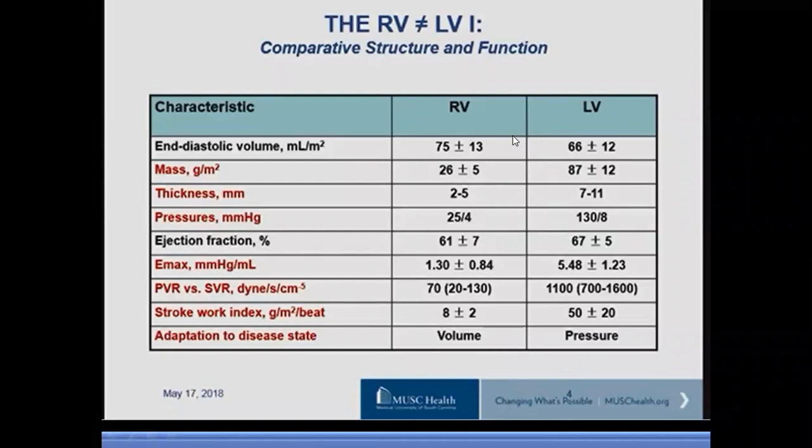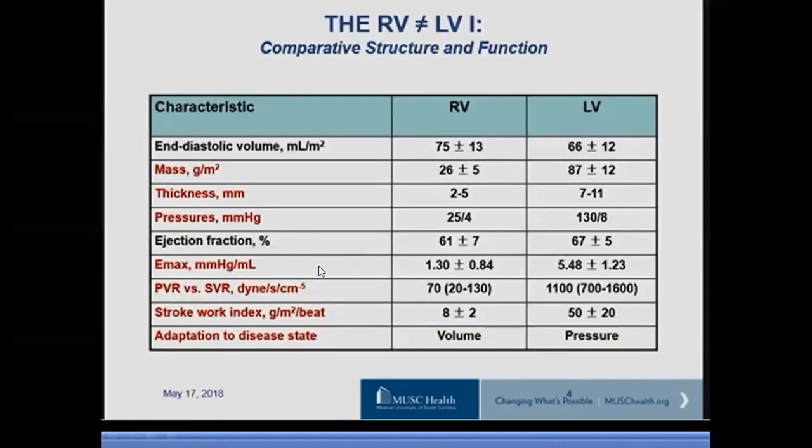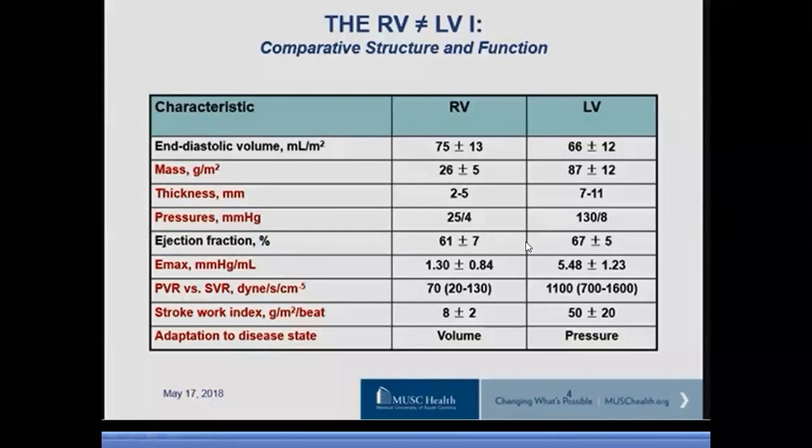So this summarizes the morphologic and physiologic differences between the RV and LV. As we've discussed, the mass of the RV, the thickness, and the pressure the RV generates are much less than that of the LV. The vascular resistance, as you can imagine, is also very low, 1/10 of that of the left ventricle, and the stroke work index is correspondingly different.